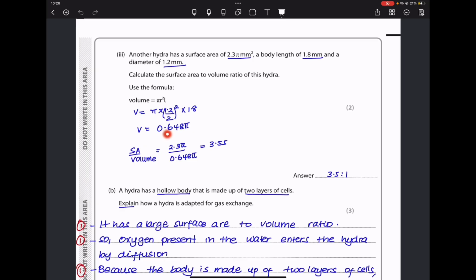And I got 0.648 pi. That was my volume. So I got 3.55. Actually, it was 3.549, so I rounded off to 3.55.